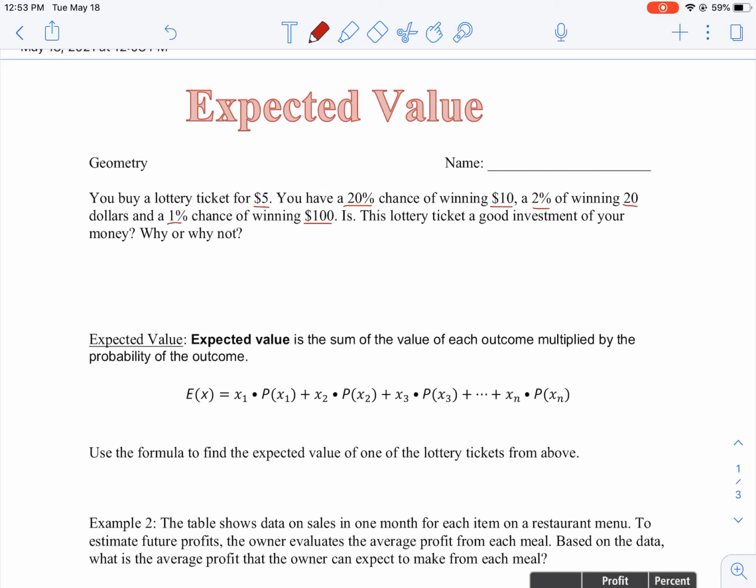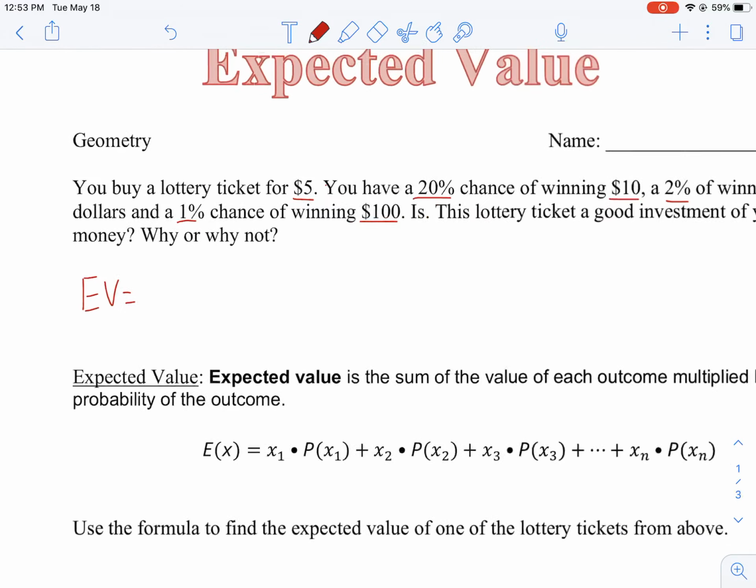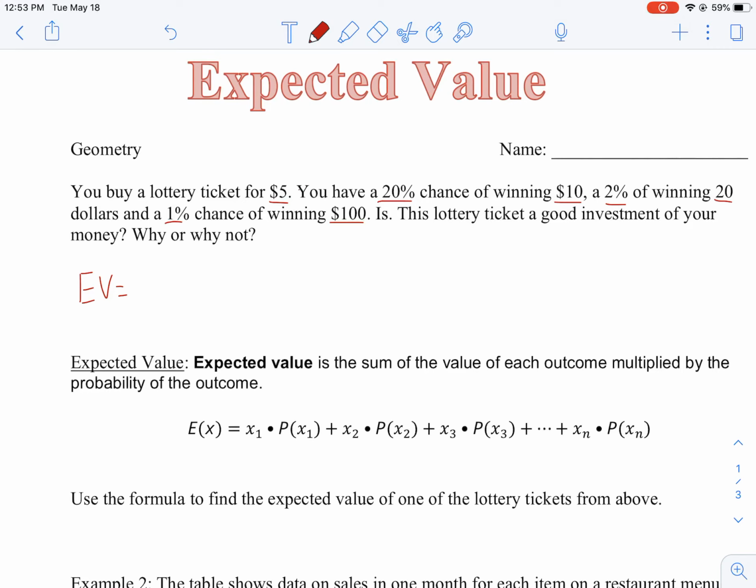All right, this formula is for the expected value of something, okay? And I know this looks complicated. I'm going to show you how to use it, okay? For expected value, you're looking at all the outcomes, okay? And you're taking the value of the outcome multiplied by the probability of that outcome.